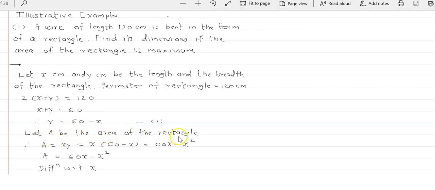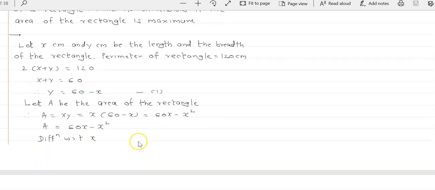Let A be the area of the rectangle. Find its dimensions if the area is a maximum. What we are considering here is the area. Therefore, we want to find out the area of that rectangle. A is equals to x into y, that is x into 60 minus x, and that is equal to 60x minus x square. This is the area, capital A is equals to 60x minus x square.